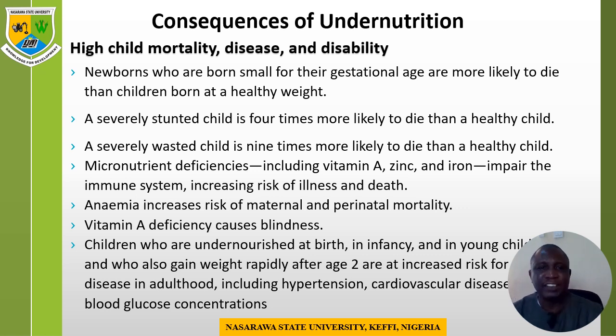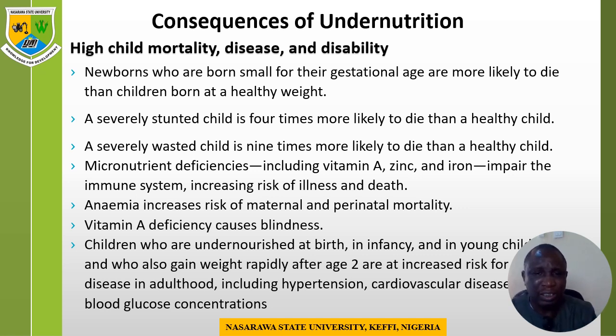What are the consequences of undernutrition? One, high child mortality, death, and disability. Newborns who are born small for their gestational age are more likely to die than children born at a healthy weight. A severely stunted child is 4 times more likely to die than a healthy child. A severely wasted child is 9 times more likely to die than a healthy child.